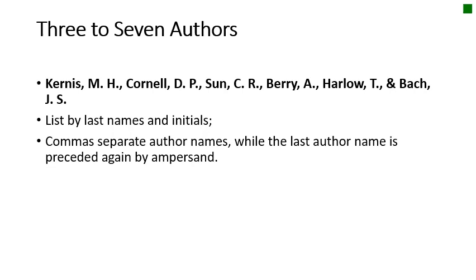APA has different rules from MLA in terms of using multiple authors. So if you have one or two, you list the names. If you have 3 to 7 authors, you list all of them. Continue to keep them by last name and first initials all the way through the list, and ampersand before the final name. Okay?